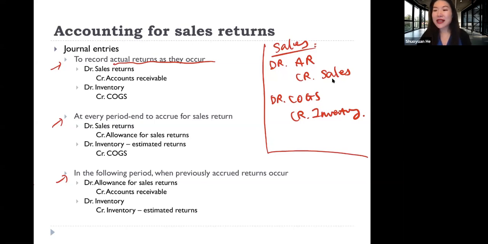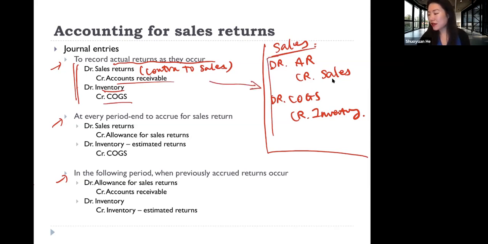Under this situation, the journal entry I need to make is to debit sales return, which is a contra account to sales revenue, credit accounts receivable, debit inventory, credit cost of goods sold. This is just like reversing the sales journal entry I made. The only difference is that instead of debiting sales revenue, I debit sales return, which is a contra account to sales revenue. So this is the first thing that may happen after I made the sale.